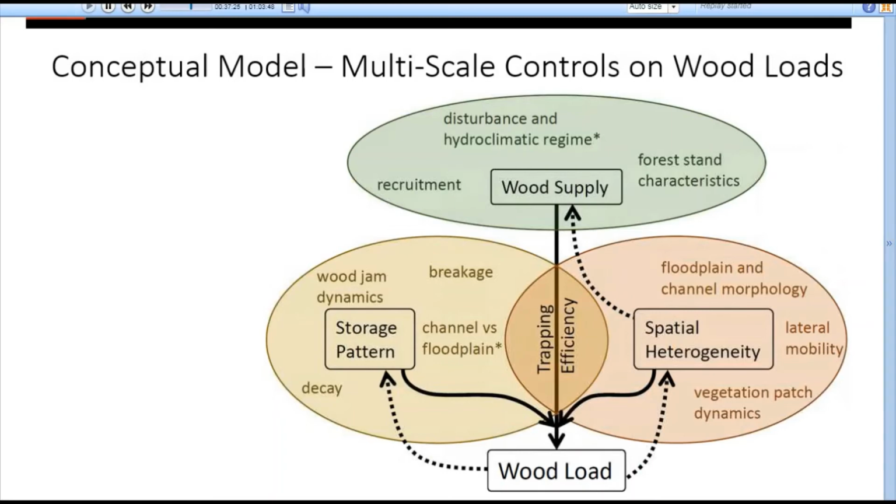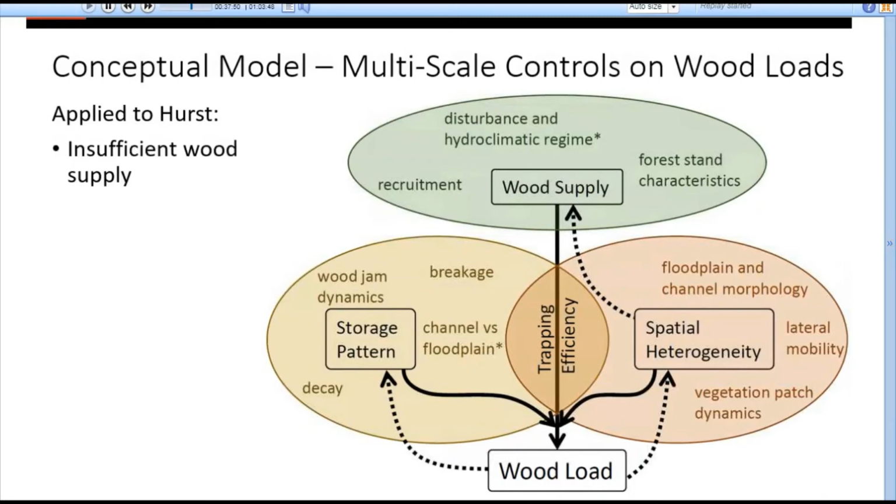As opposed to just thinking about broad-scale things like climate and forest stand characteristics or disturbance to forest, it takes into account how wood supply, the amount of wood making it to the stream, is filtered through the lens of trapping efficiency, or how well that reach can trap wood, which then regulates wood load. So if we apply this to Hearst Creek, how can we use it to learn some lessons about what happened there?